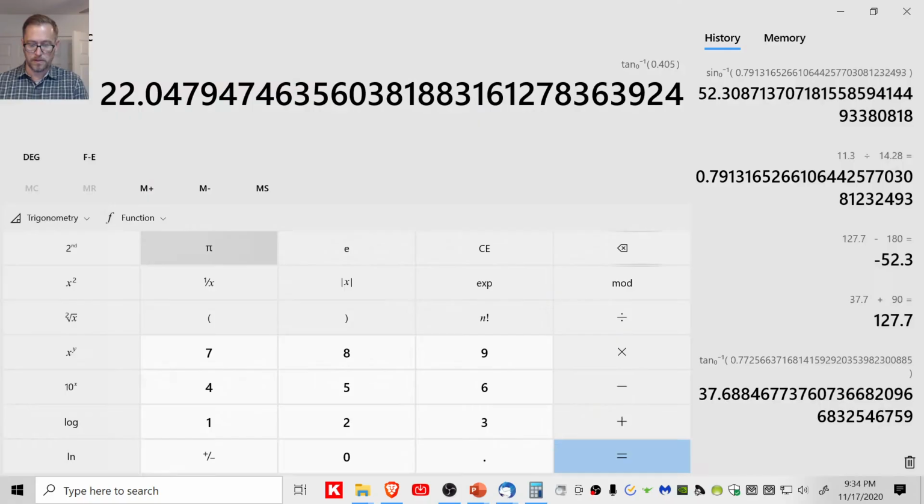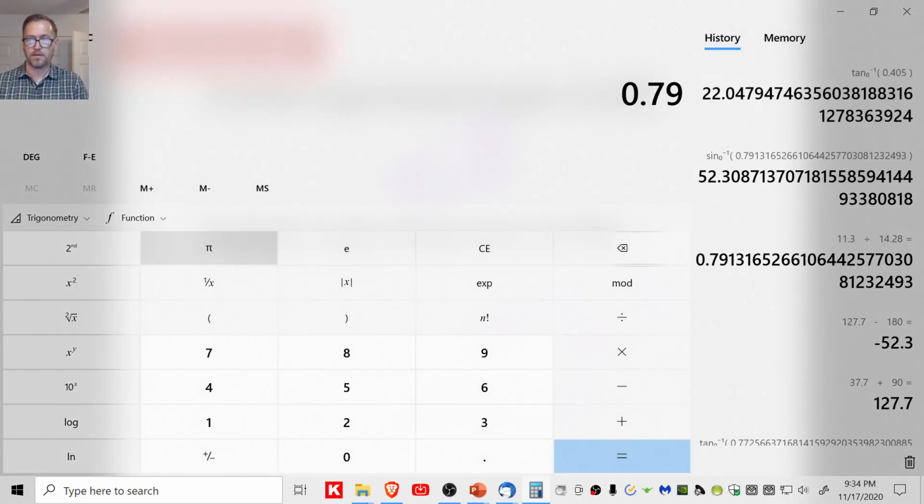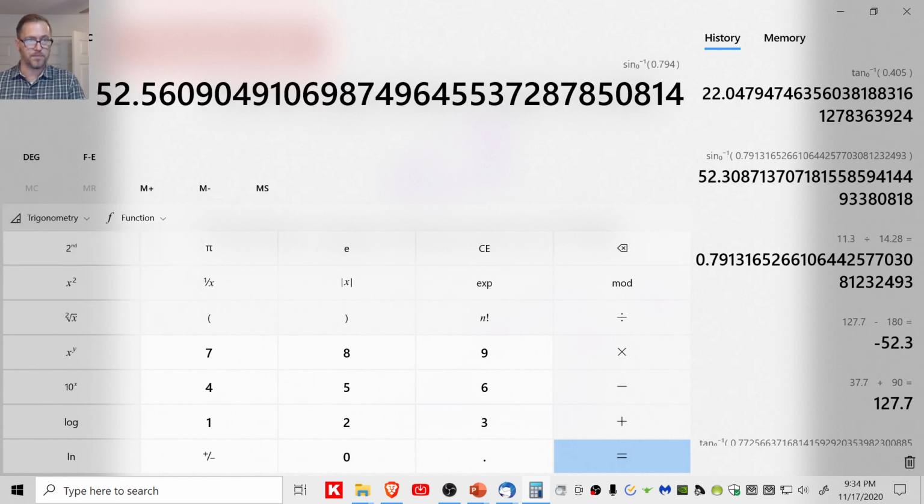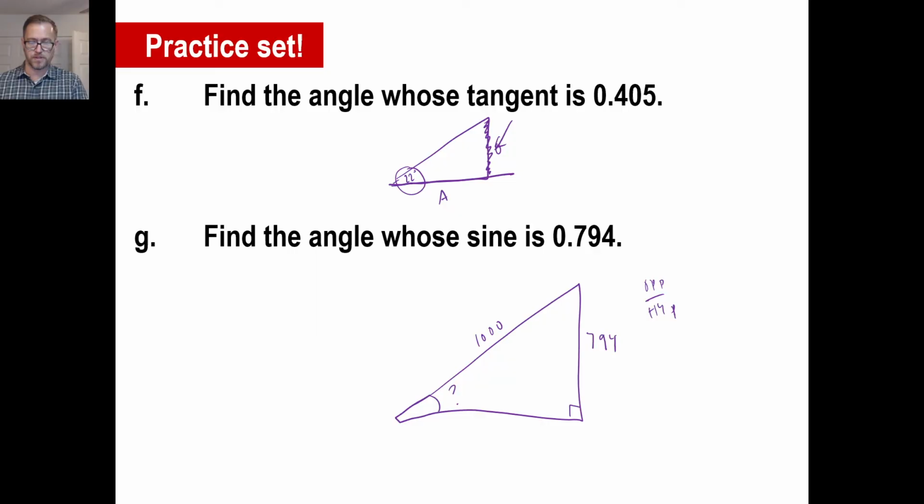Well, you plop it in the calculator. 0.794. And then we got trigonometry here. We got second, sine, bam. 52 point, we'll call it 6. So that's a 52.6 degree angle right there. That gives us that.